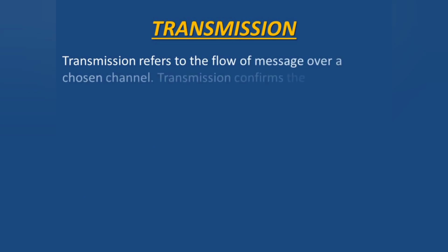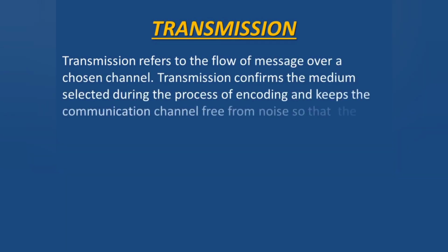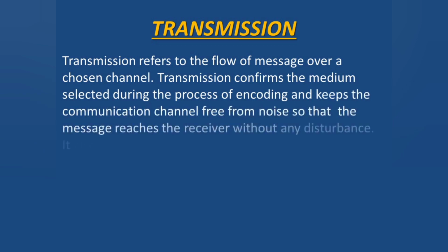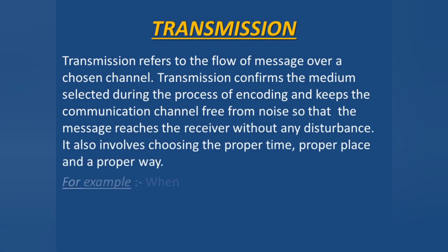Transmission. Transmission refers to the flow of the message over a chosen channel. Transmission confirms the medium selected during the process of encoding and keeps the communication channel free from noise so that the message reaches the receiver without any disturbance. It also involves choosing the proper time, proper place, and a proper way.